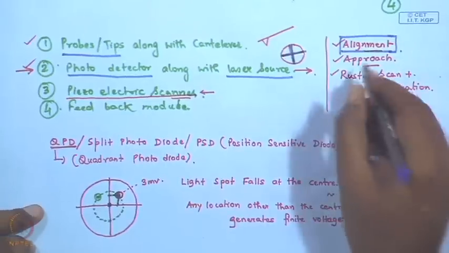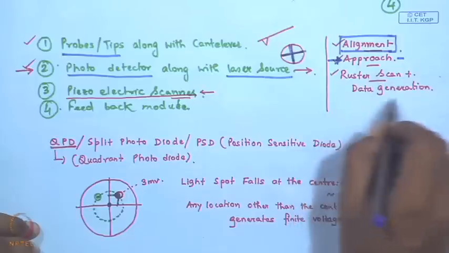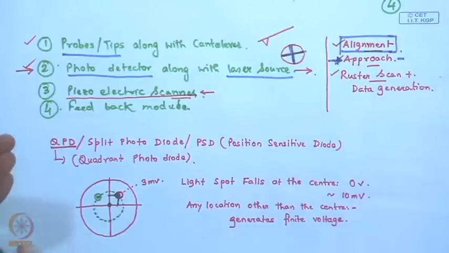In the next class we start discussing the process of approach and then how the raster scanning is done to generate an atomic force microscope image or data.